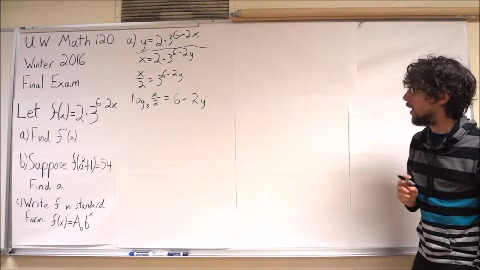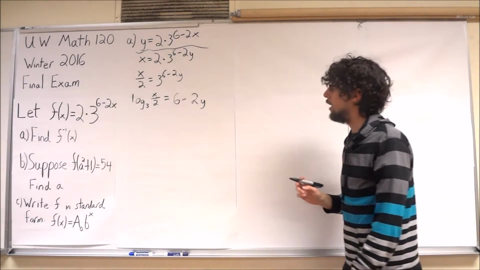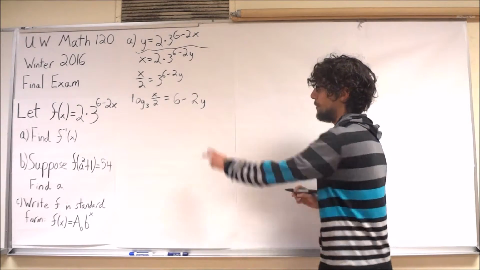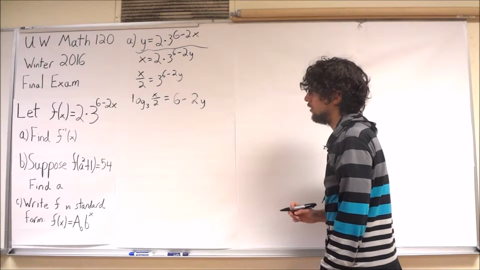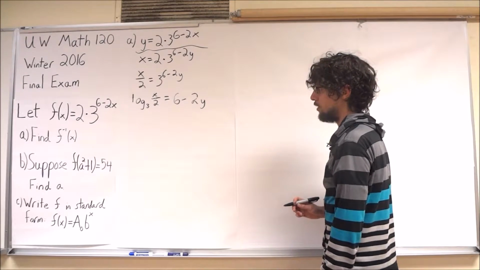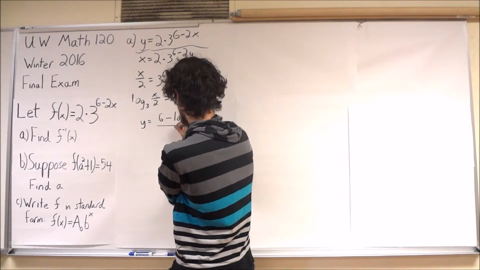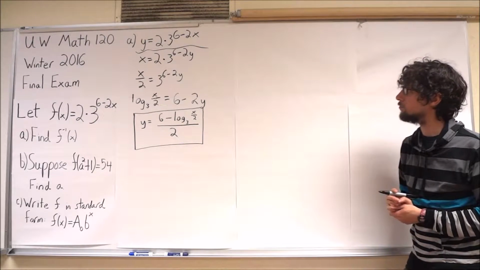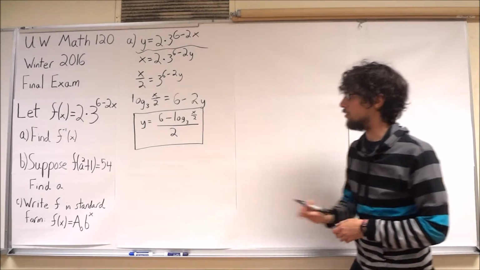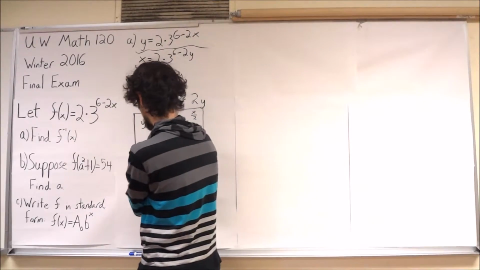And now solving for y is pretty straightforward. I'm going to bring the 2y over to this side and this term over to this side. And then I just need to divide by 2. And we have our inverse function. So I'll rewrite our inverse function slightly differently.